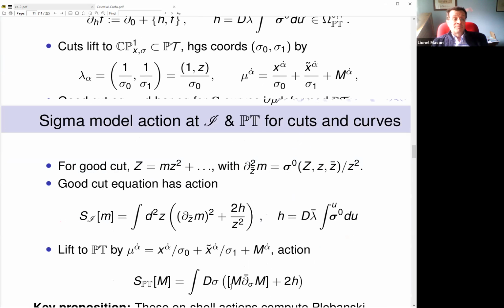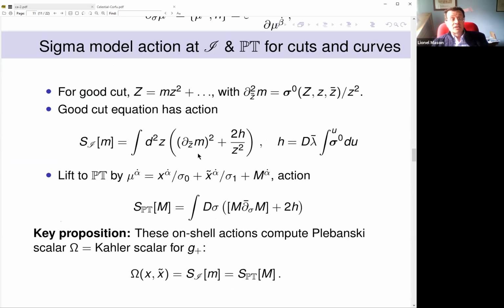Okay, so we can write down actions. Well, this is really in some sense a null geodesic action in the z bar direction, but we're now thinking of this as a sigma model action for the good cut. This h here is just, as I say again, the integral of the asymptotic shear, and so we can do a sort of Legendre transformation again from this kind of Lagrangian for the null geodesics in the z bar direction at Scri to this description here, but now we're thinking about it as a sigma model action for holomorphic curves in the twistor space.